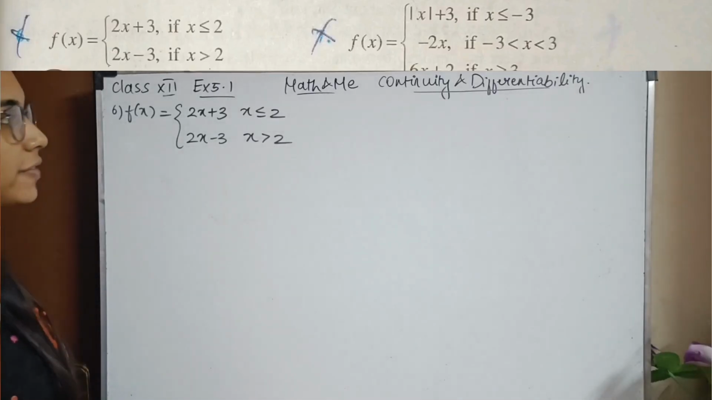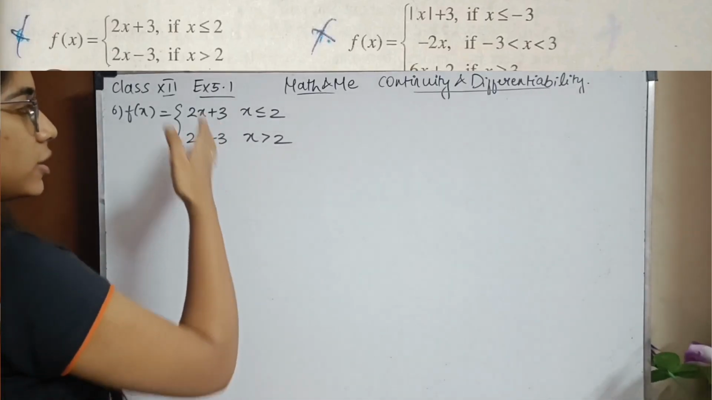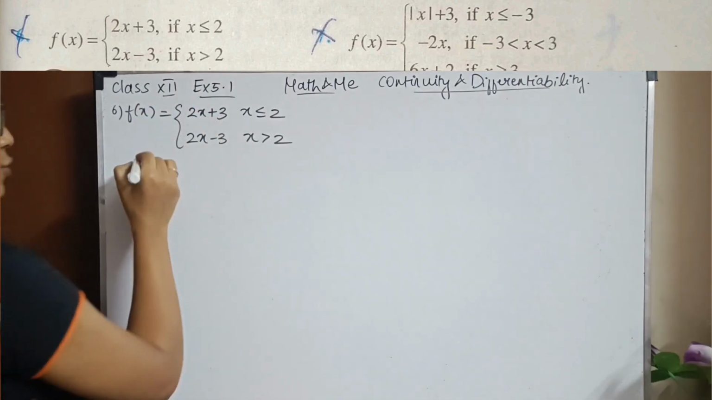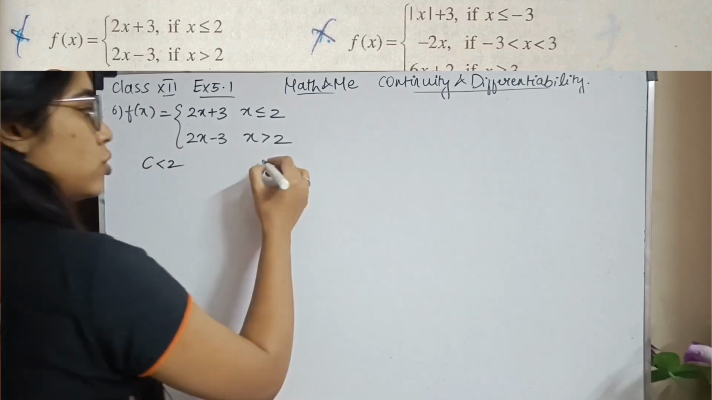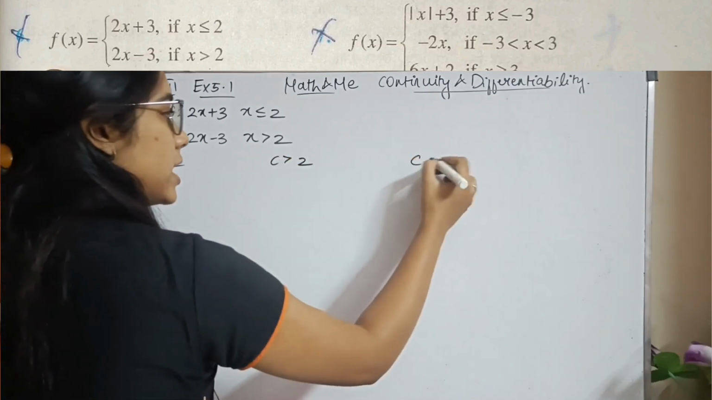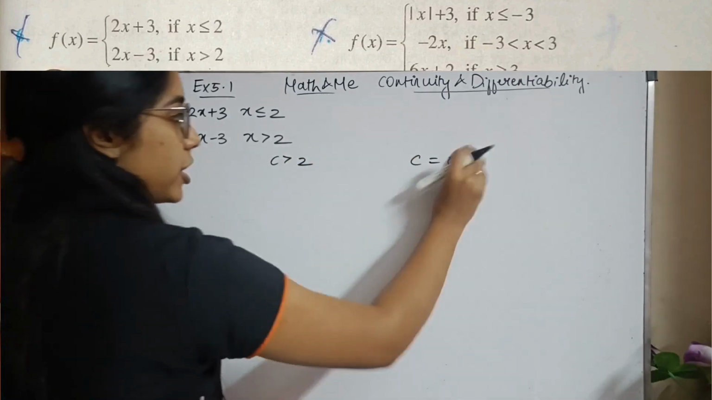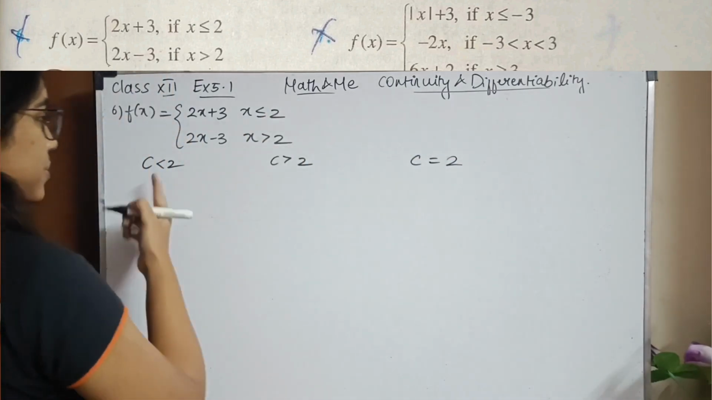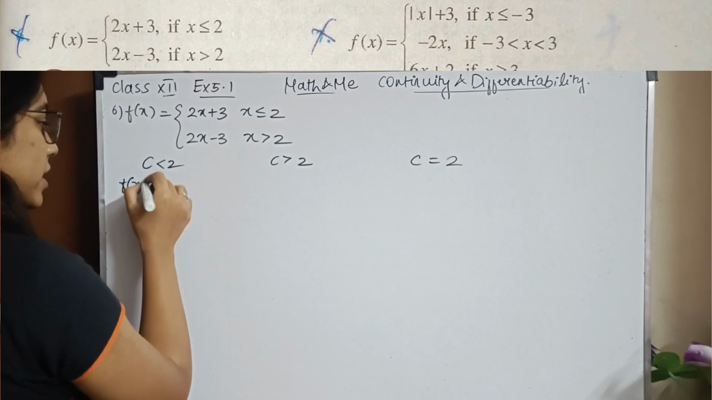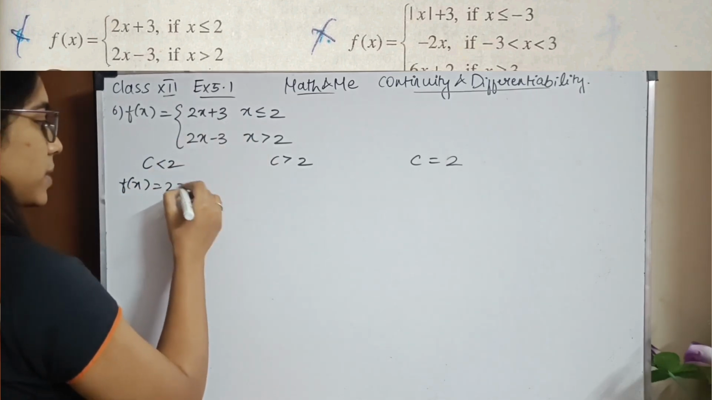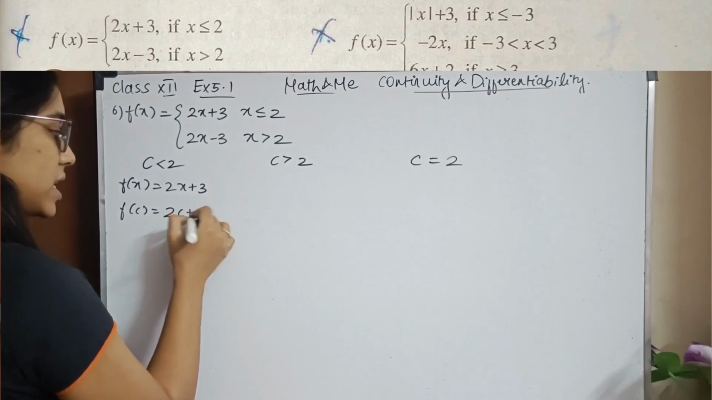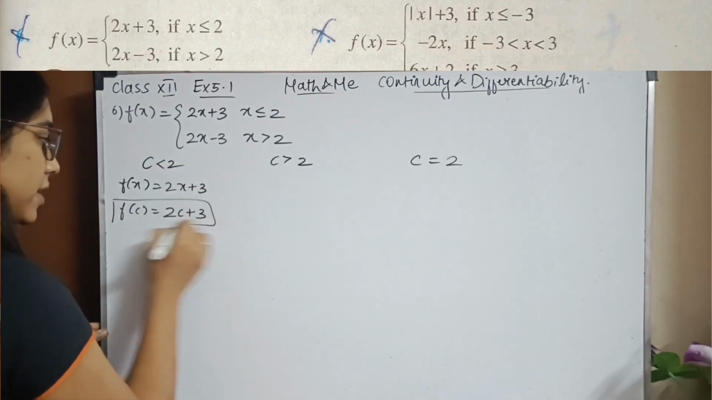Sixth question, f of x is equal to, in the particular I have two different conditions and two different functions. So what are the different cases that I have to see? C less than 2, c greater than 2 and c equal to 2. Sorry, what is my c here? 2. I have the values to be 2, correct? If c less than 2 la, what is my one and only condition? C less than 2 na, it is going to be 2x plus 3. Appa f of c is going to be 2c plus 3. So this is my f of c.